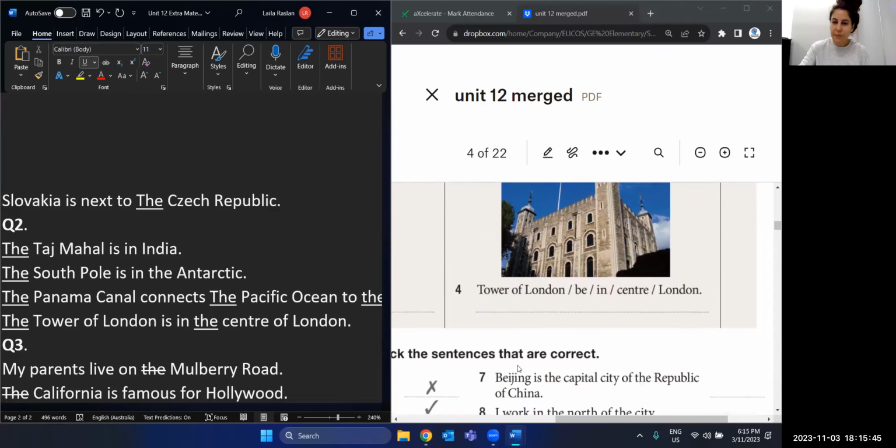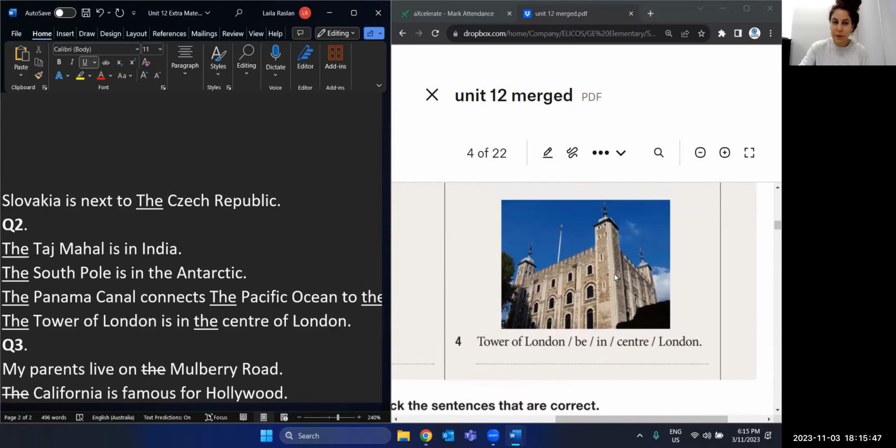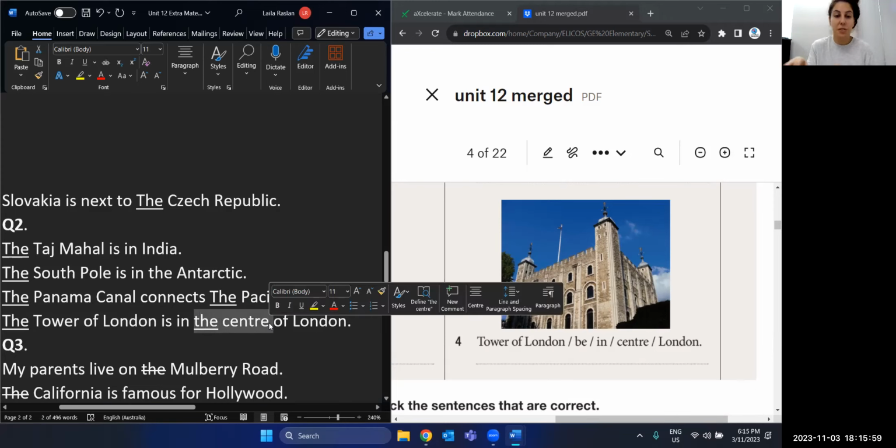Number 4, the name of a building, usually we say the Tower of London is in the center. Because we usually say the center, the middle, is in the middle of London.